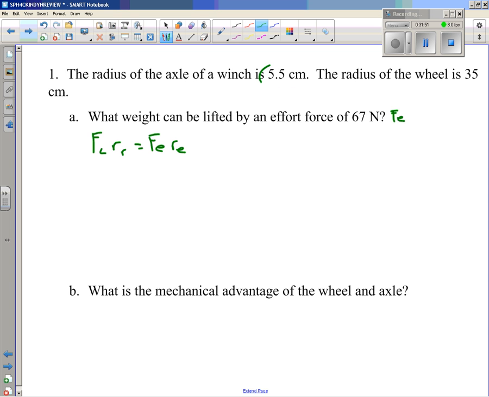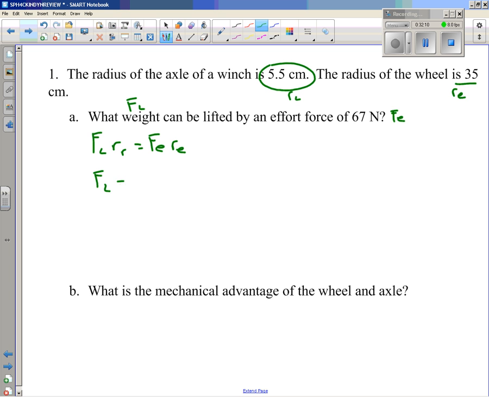So this is going to be my load radius, and this is going to be my effort radius, because the idea of a winch is to get a force advantage. So I need my RE to be bigger than my RL. What weight can be lifted? That's load force, by the way. What weight can you lift? That's the load that you can lift.